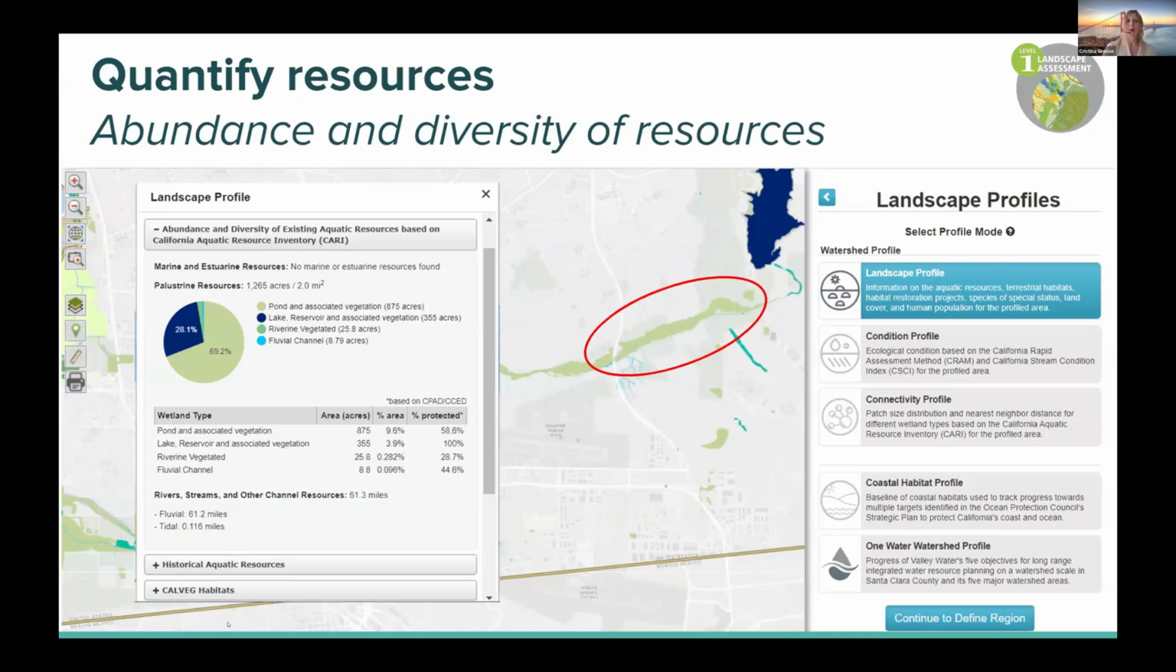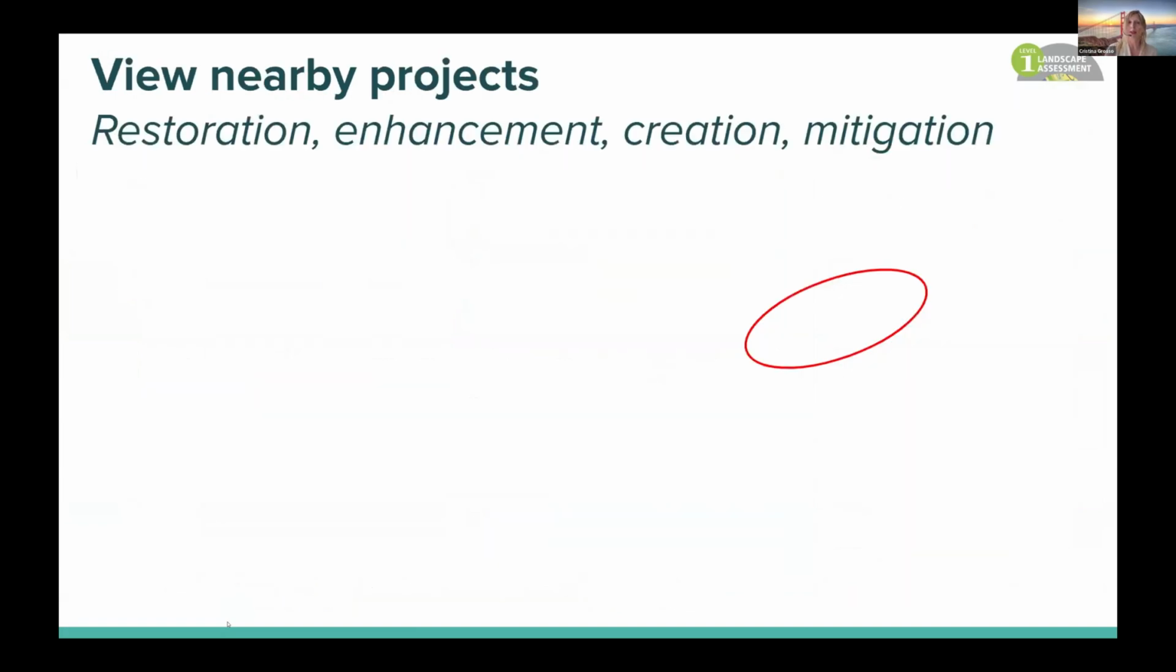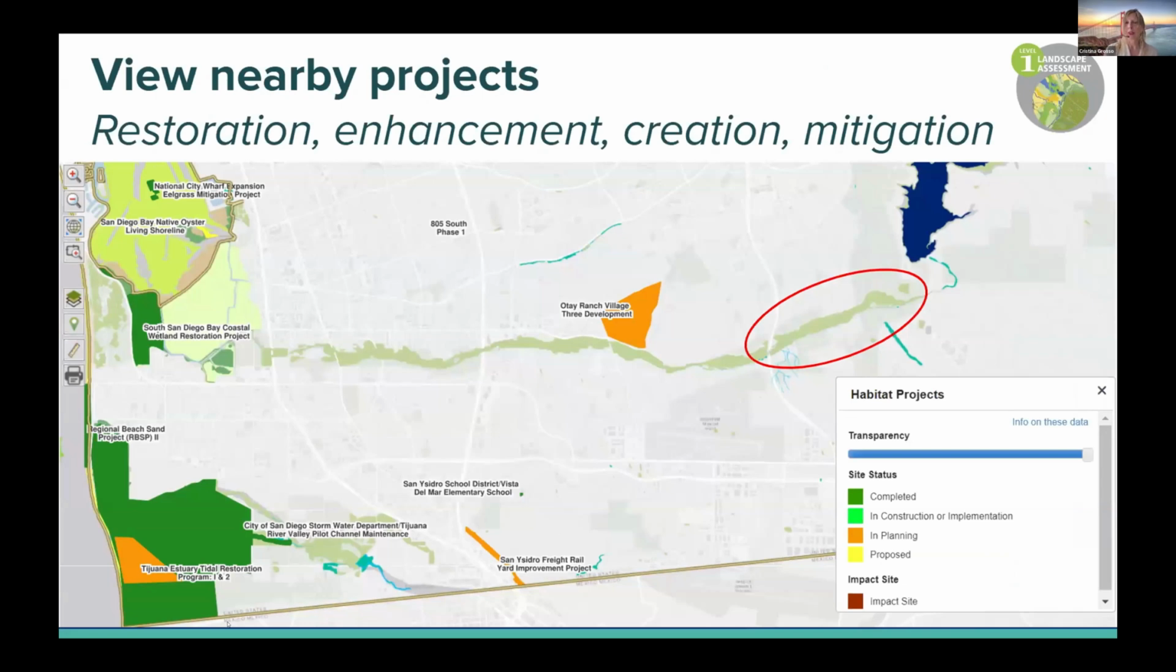So this allows you then to look at the abundance and diversity of the resources that exist, as well as the historical aquatic resources. You can even quantify habitat patch connectivity with other habitat types using the connectivity profile tool. And then you can look at nearby projects that are restoration, enhancement, creation, or mitigation that are being conducted or have been completed by other programs. And this allows you to look at lessons learned from some of these projects that were within your watershed, or potentially you could collaborate with projects that are ongoing or in progress.